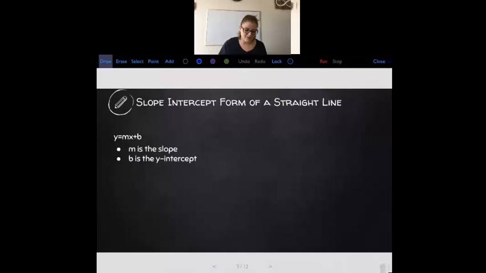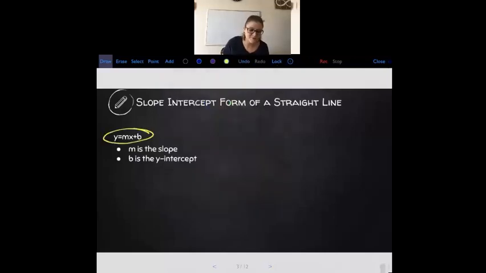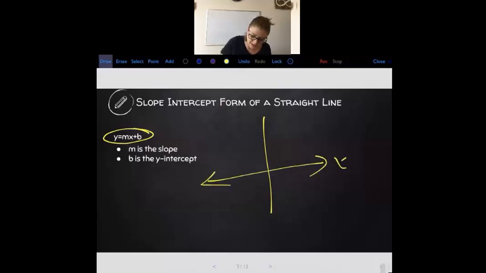Slope-intercept form of a straight line is this form here, y equals mx plus b, where m is the slope of the line, or the steepness of the line. Remember that m, or our slope, is rise over run, or fall and crawl. You can have zero slope, positive slope, negative slope, or undefined. And b is the y-intercept. What that means is when we have a coordinate plane, x, y, our y-intercept is wherever the line crosses or intercepts the y-axis.